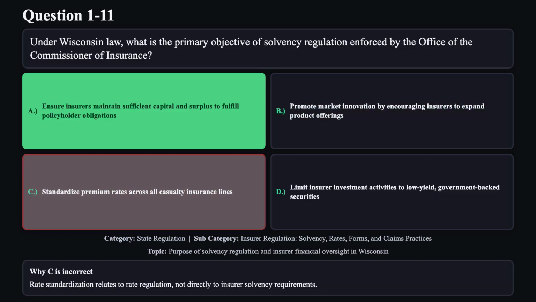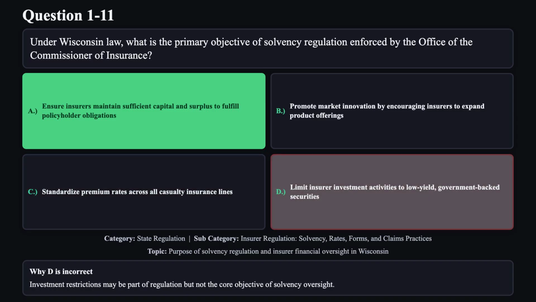Reason C is not correct. Rate standardization relates to rate regulation, not directly to insurer solvency requirements. Reason D is not correct. Investment restrictions may be part of regulation, but not the core objective of solvency oversight.